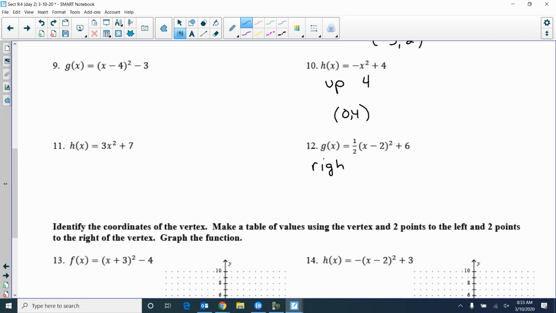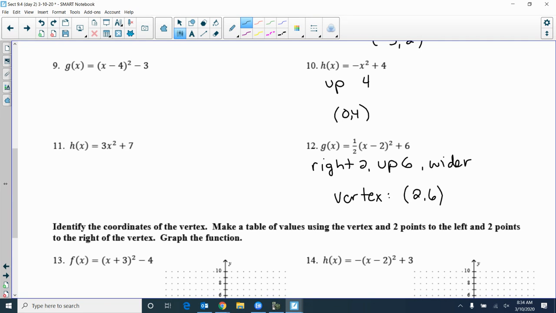One thing here, what does the 1/2 do? Does it make it wider or narrower? Wider. It makes it wider. Okay, so it's going to be wider. All right, what's your vertex, Aiden? 2 and 6. 2, 6.